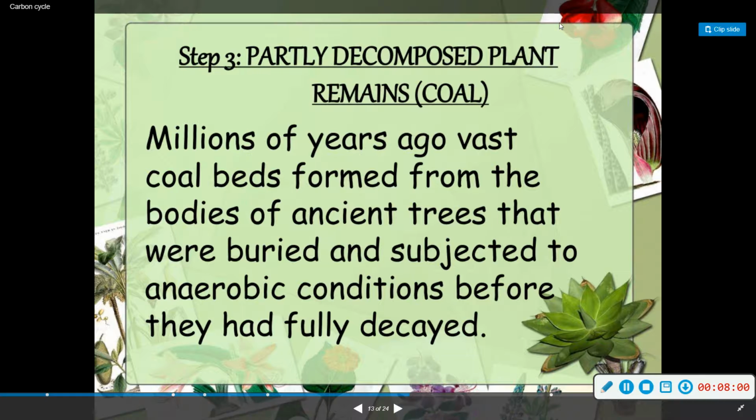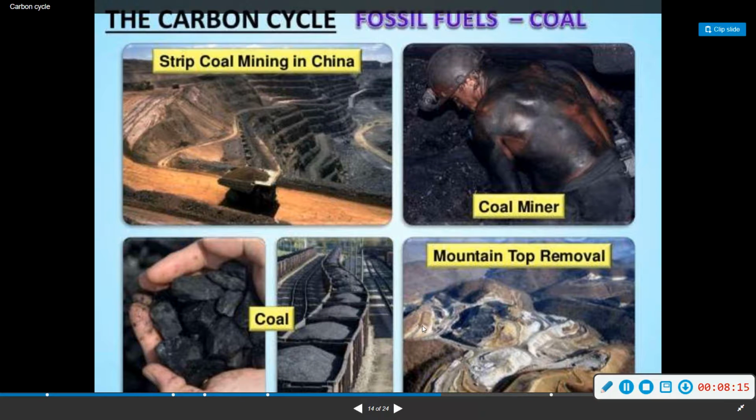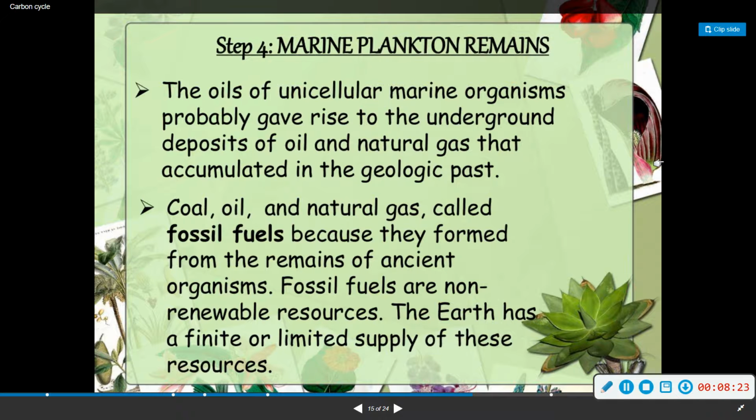Moving on. So, partially decomposed plant remains, coal. Millions of years ago, vast coal beds formed from the bodies of ancient trees that were buried and subjected to anaerobic conditions before they had fully decayed. So, we've got lots of coal mines, all this other good stuff, makes the world go round, makes travel possible.